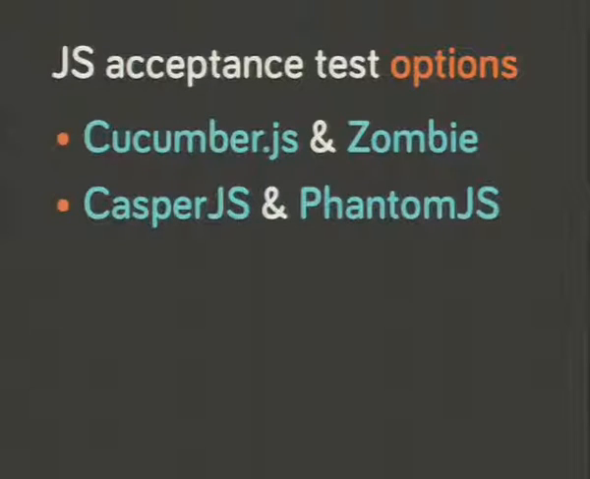The other option is CasperJS, and this is a scripting utility that's based on PhantomJS. So PhantomJS is another headless web browser, but it uses the WebKit rendering engine internally. And those two tools have slightly different approaches in how you go about testing. So we'll compare examples from both.